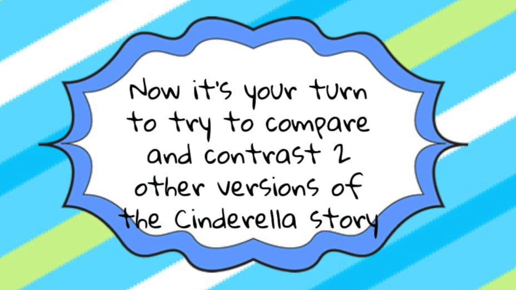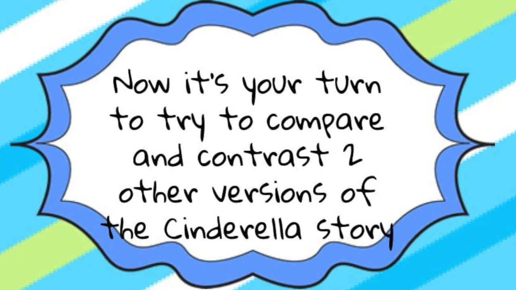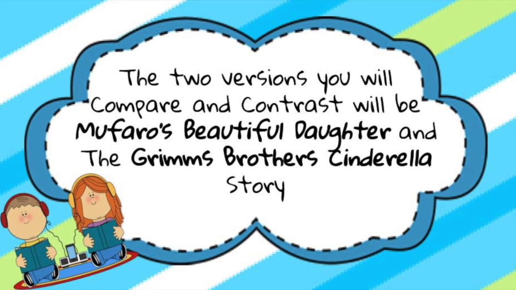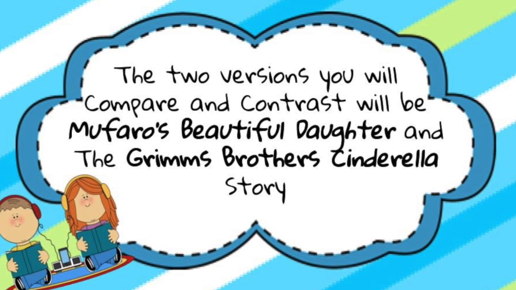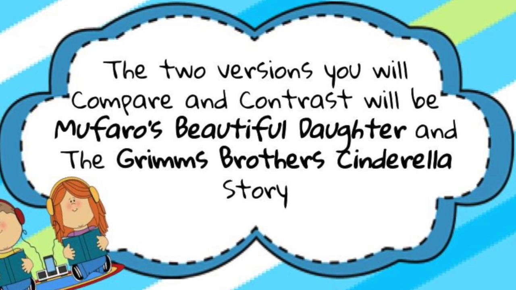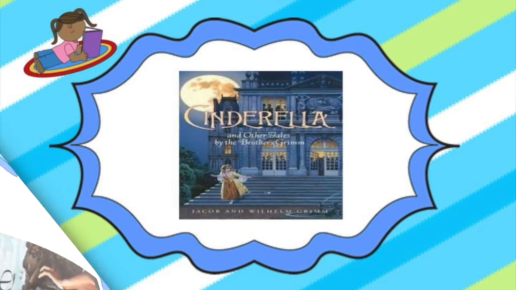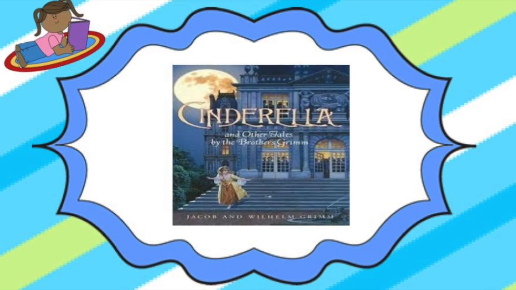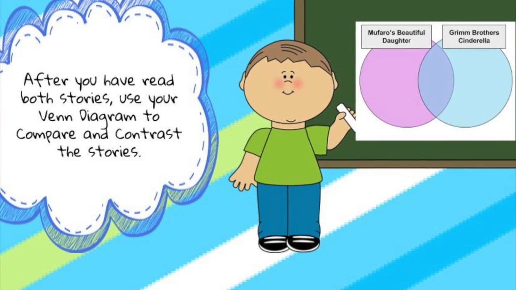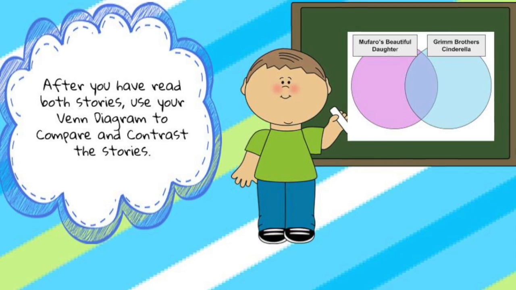Now that you have seen how to fill out a Venn diagram, it's your turn to compare and contrast two different versions of the Cinderella story. The two versions you will be reading are Mufaro's Beautiful Daughter and Grimm's Brothers' Cinderella. You can find both of these in your reading basket. After you have read both of these versions, you will compare and contrast them by filling out your Venn diagrams. Don't forget to label them.